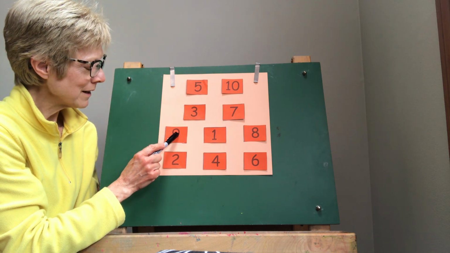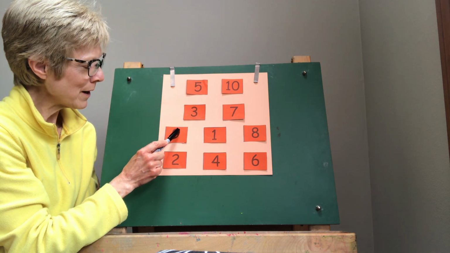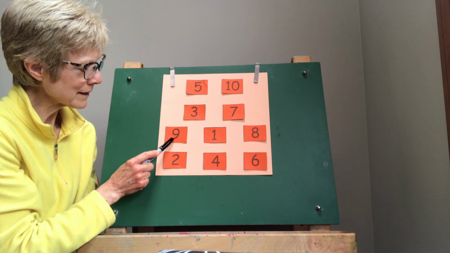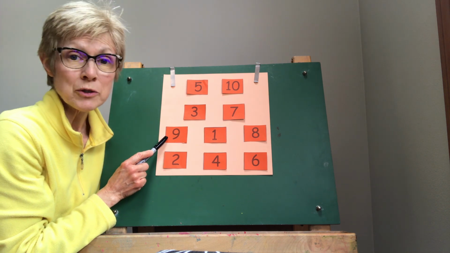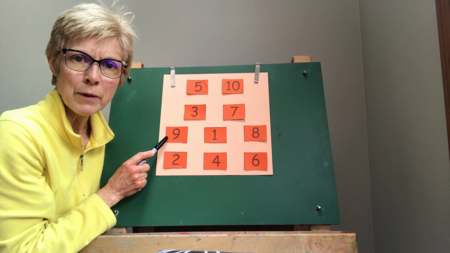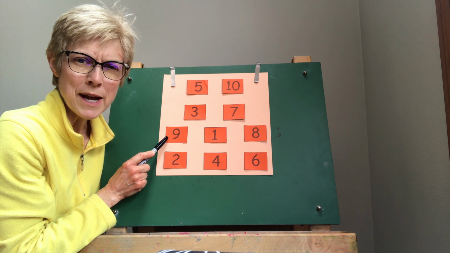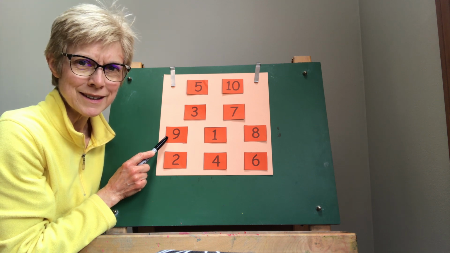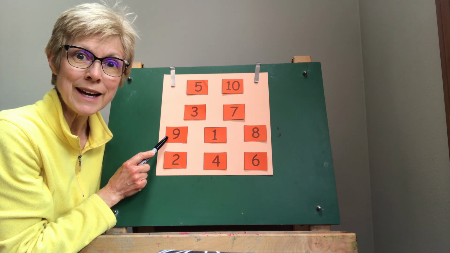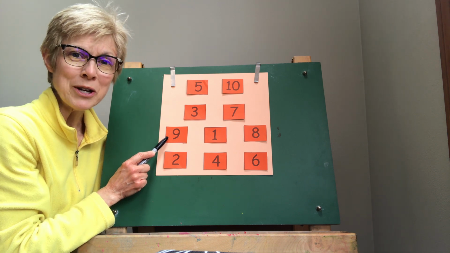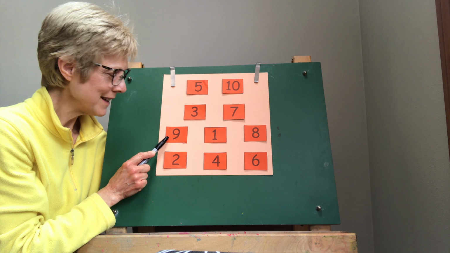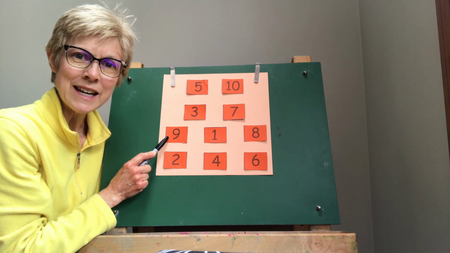Look at this one. A big curve around the top and then curving back down to the bottom. Now this is a tricky number. It comes right before the number 10. Can you name that number? Hey, and it starts with the letter N, the number 9. You got it. Do you hear that N sound?